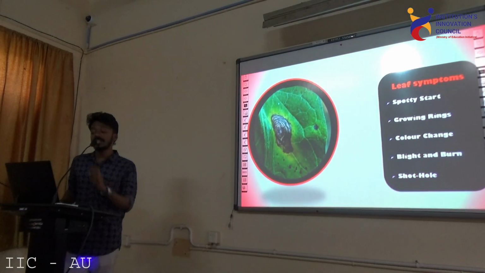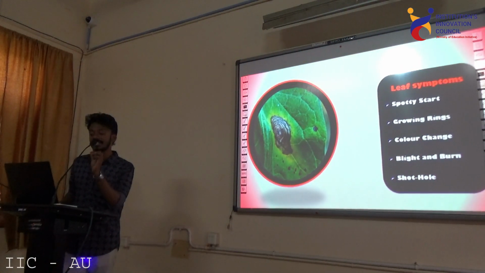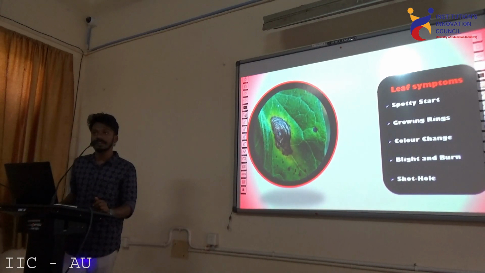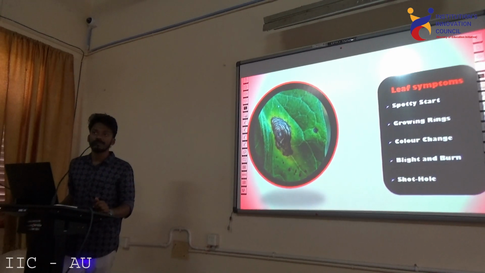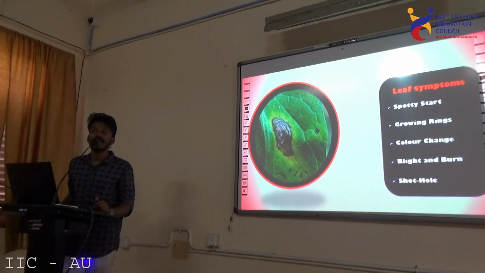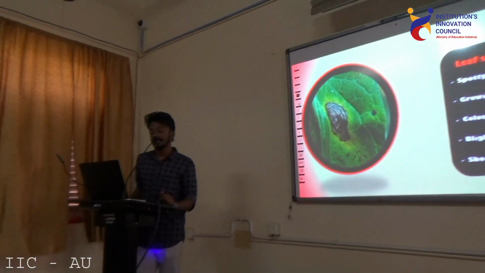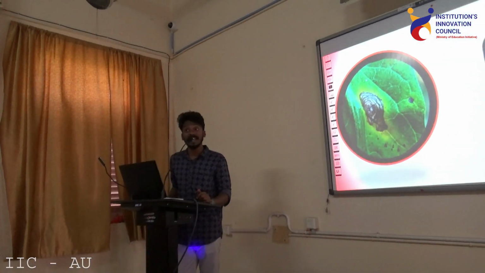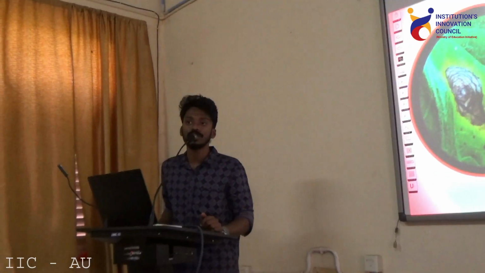And in the leaves, the symptom starts with a spotty nature and it grows into concentric rings, which is the typical characteristic symptom for the identification of the disease early blight in the tomato crop. Then the color changes and it appears blighted and burnt, and a small sharp hole is formed in the center of the spot.